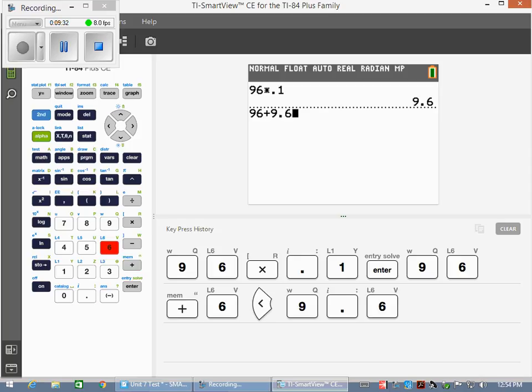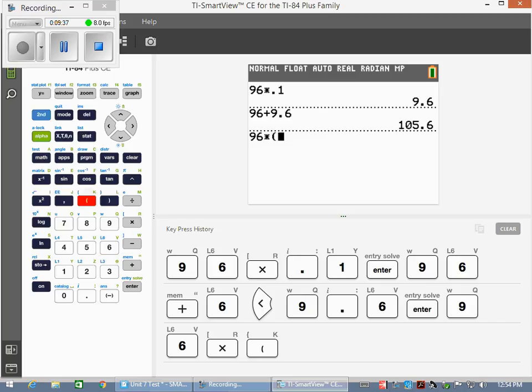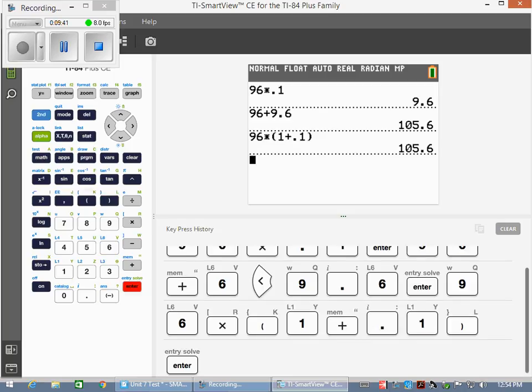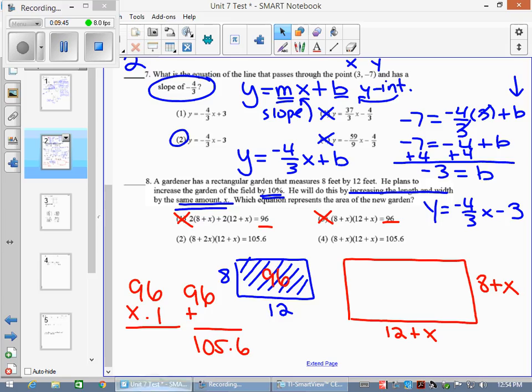Another way to do that, I know you've learned this in the past, is you add the percent in decimal form to 1, multiply it in one step, and you can get to the 105.6. So that gives me my area. But even without being able to figure that out, I should have known that 96 could not be the area anymore because that was the old area. I need a new one that's 10% more. That gets me to choice 2 and 4.